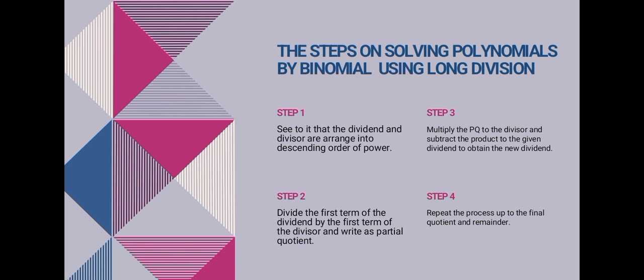Step 1. See to it that the dividend and the divisor are arranged into descending order of power. Step 2. Divide the first term of the dividend by the first term of the divisor and write as a partial quotient. Step 3. Multiply the partial quotient to the divisor and subtract the product to the given dividend to obtain the new dividend. Step 4. Repeat the process up to the final quotient and remainder.